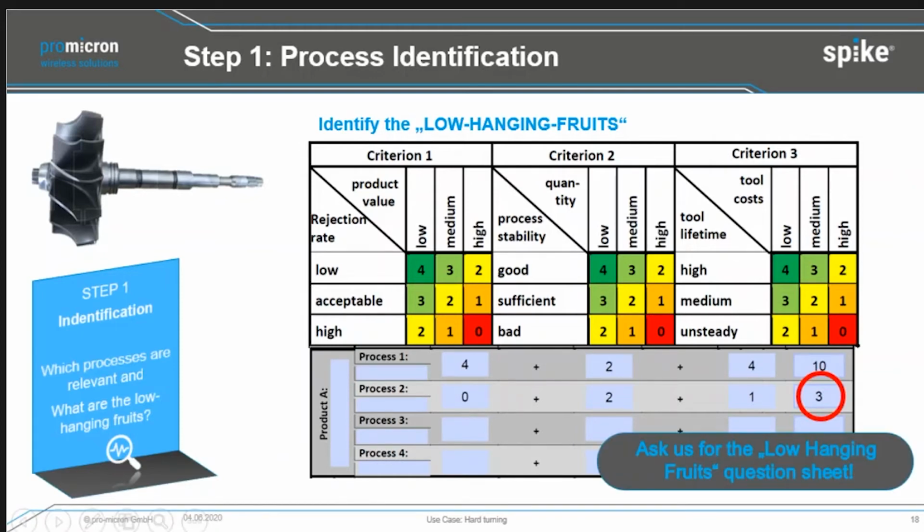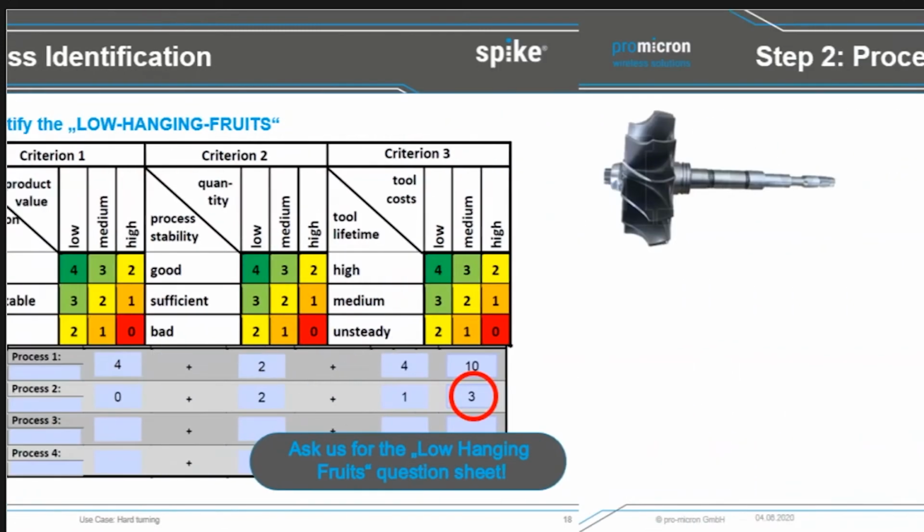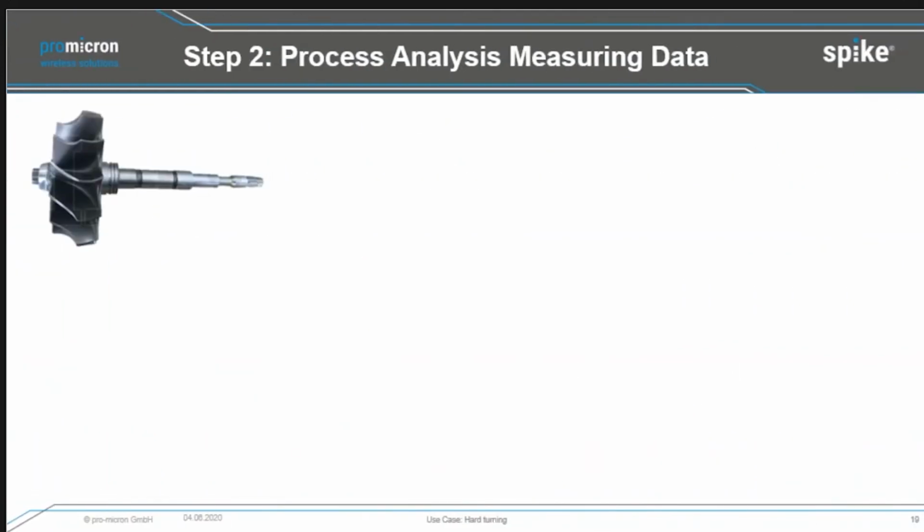So ask us for the low-hanging fruits question sheet, and you can analyze or label your own processes today or maybe tomorrow, so you can start straight away with step 1. Now, since we identified the process which is a low-hanging fruit, which might be good to have a closer look at, we are now able to move on to step 2.